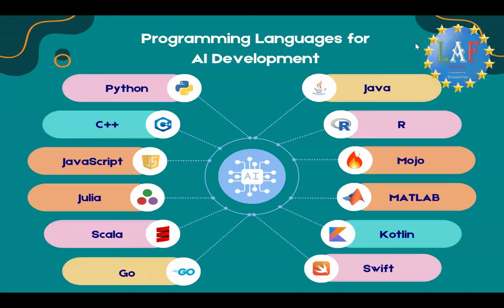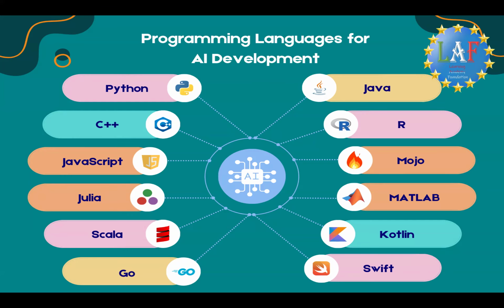Some commonly used high-level languages include Python, JavaScript, Julia, Scala, Go, Java, R, Mojo, MATLAB, Kotlin, and Swift. These languages allow us to write source code, the original instruction that tells the computer what to do. This code is readable, editable, and often shared among developers to build websites, apps, and systems.